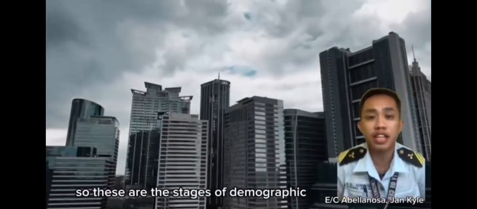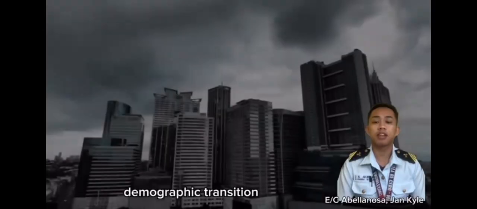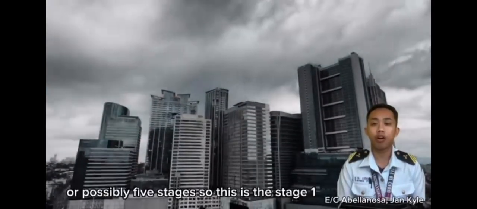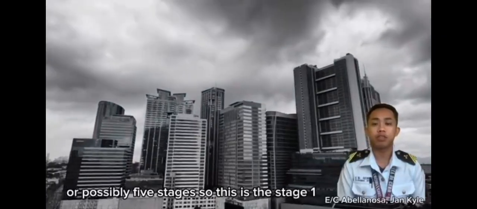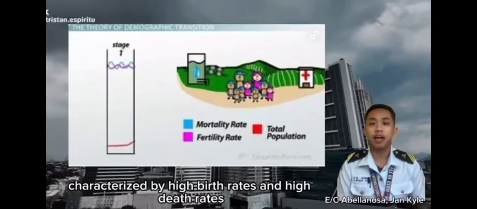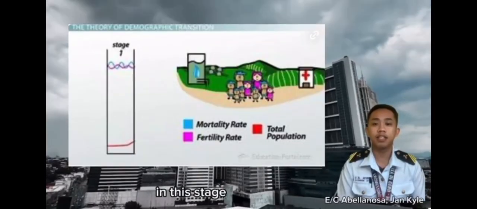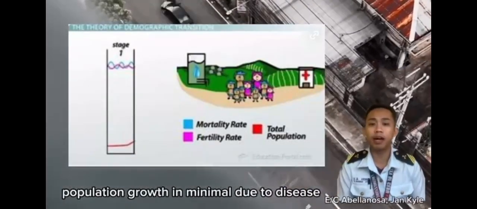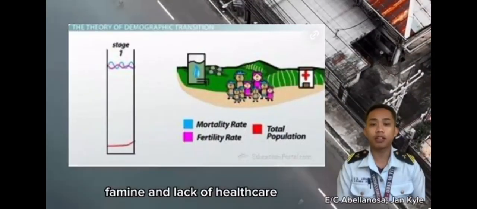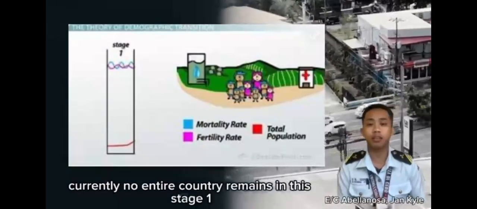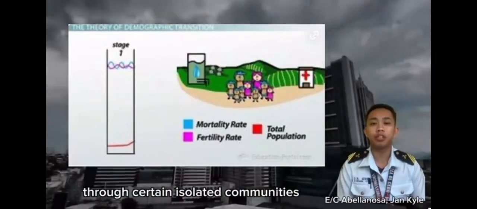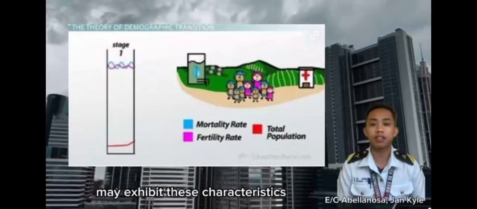So these are the stages of demographic transition. The demographic transition model consists of 4 or possibly 5 stages. So this is stage 1. Stage 1 is characterized by high birth rates and high death rates. In this stage, population growth is minimal due to disease, famine, and lack of healthcare. Currently, no entire country remains in stage 1, though certain isolated communities may exhibit these characteristics.